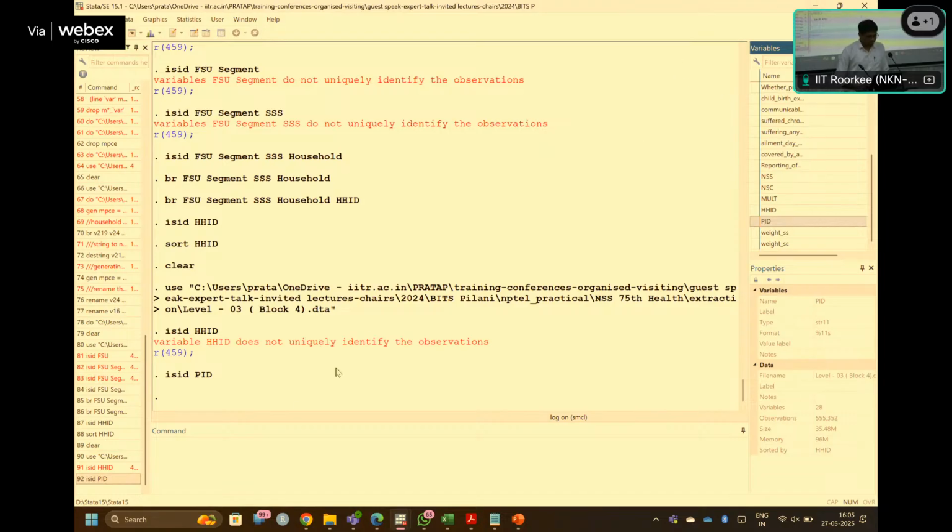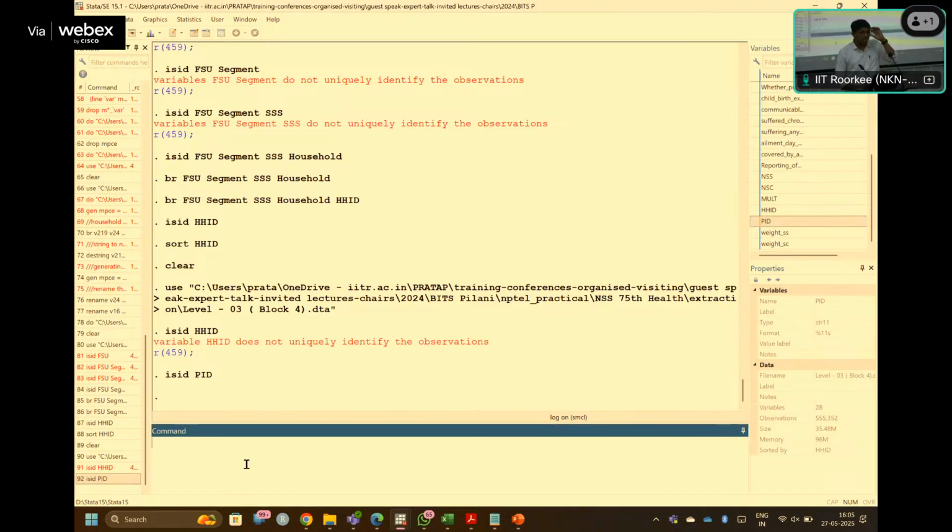Any other questions? When you are generating the PID, you are generating each level. Each level, yes. The point is whether to include the level in PID again, because as per the instruction, it should be household ID plus the person ID. No.